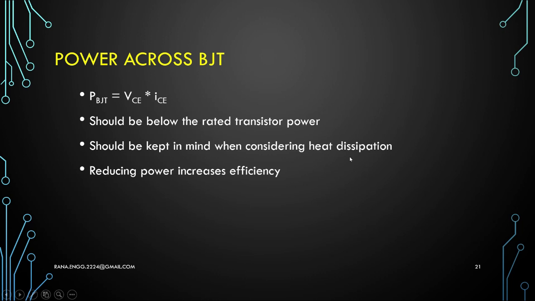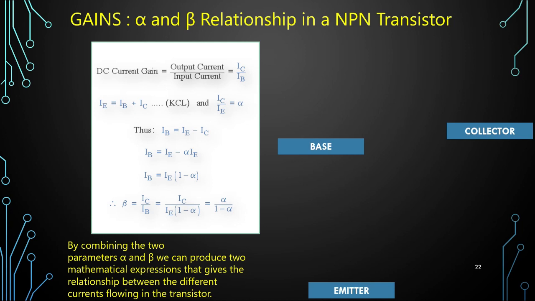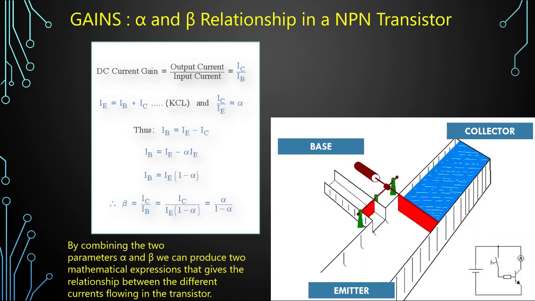And we should also consider the heat parameter. Due to heat, the damage of devices may occur, because heat will directly affect the number of electrons, and the number of electrons will directly affect the current amount, right? So now one more important concept we will discuss here.